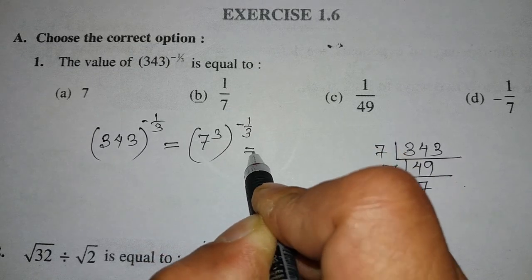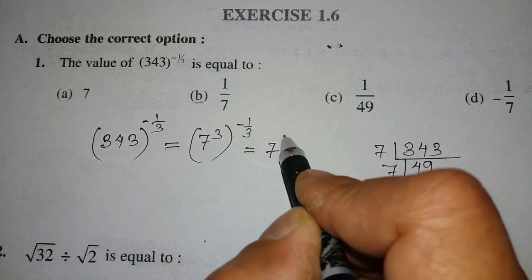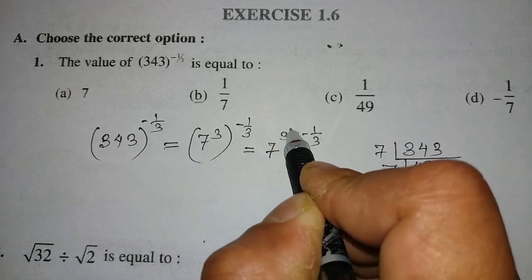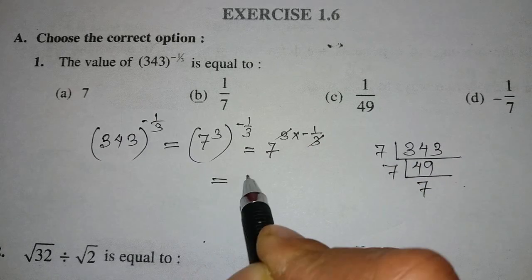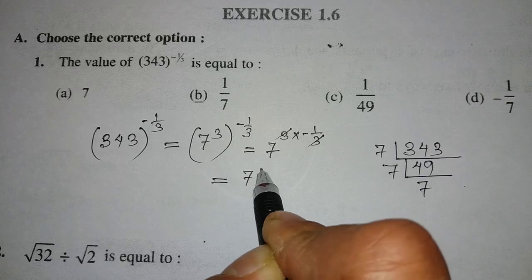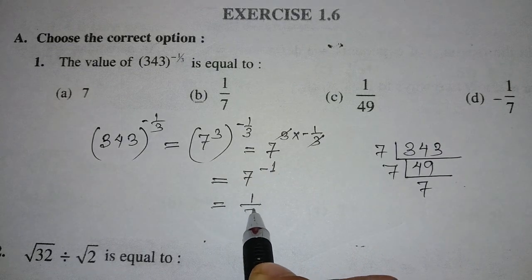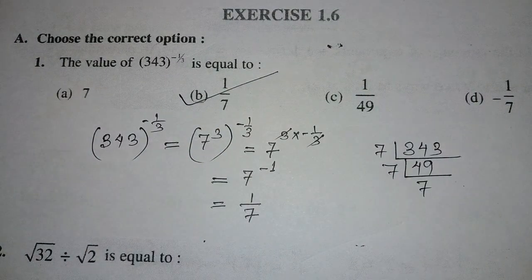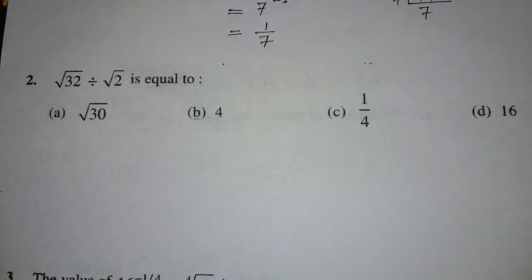Now this is equal to, now you have to multiply powers and power. Power and power you have to multiply. Now here we can cancel. So what we get now is 7 raised to the power minus 1, which is simply 1 by 7. So B is the correct answer. Now question number 2.